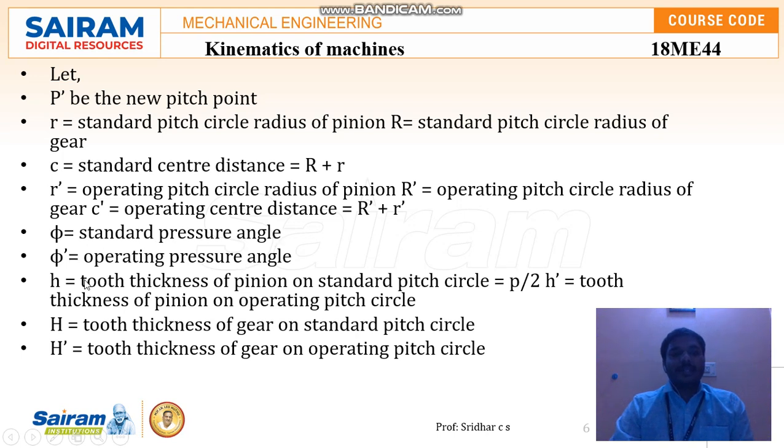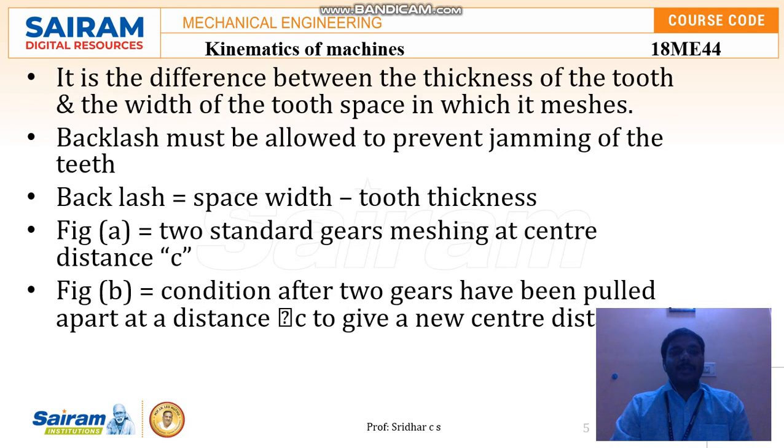Small h is the tooth thickness of the pinion on the standard pitch circle, and small h dash is the tooth thickness of the pinion on the operating circle. Capital H indicates the tooth thickness of the gear on the standard pitch circle, and capital H dash indicates the tooth thickness of the gear on the operating pitch circle. So this is how we can avoid the backlash problem and prevent the jamming. By allowing the backlash, we can prevent the jamming.